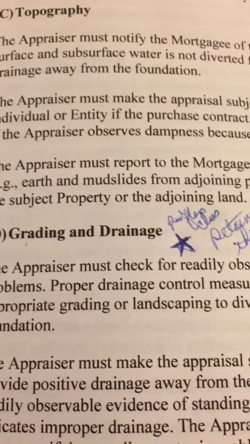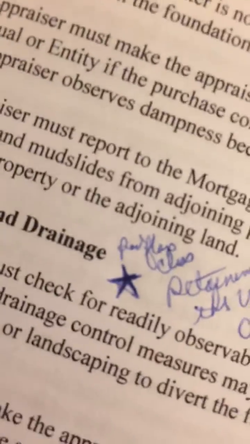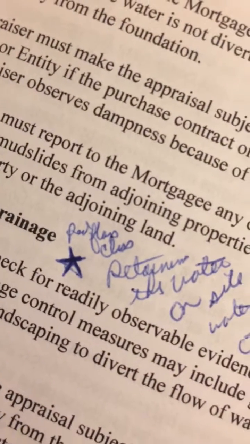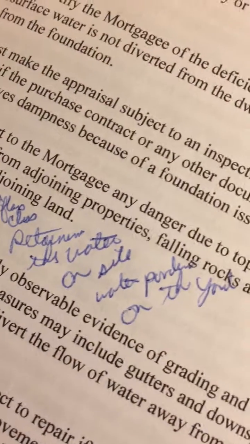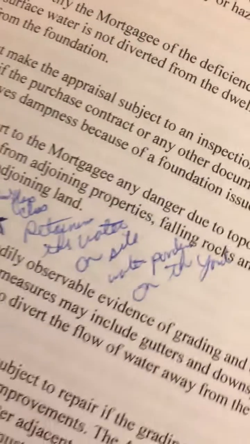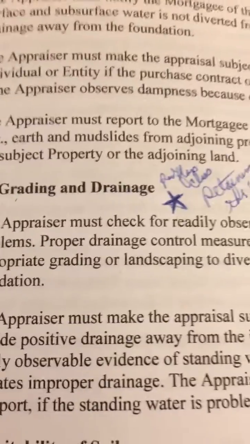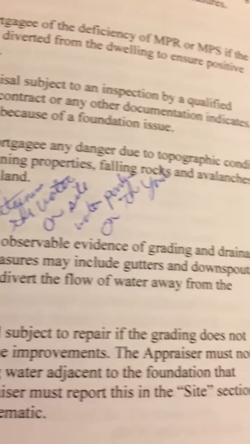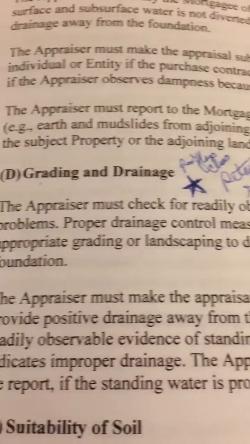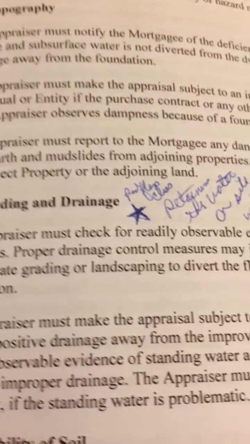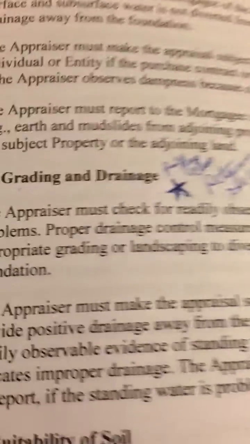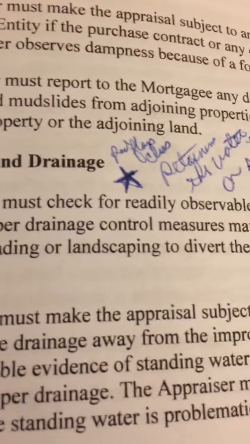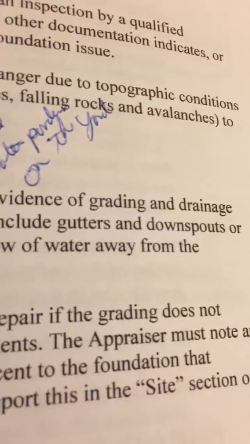D. Grading and drainage. Extra note. Red flag: retaining the water on site, water ponding on the yard. The appraiser must check for readily observable evidence of grading and drainage problems. Property drainage control measures may include gutters and downspouts, or appropriate grading or landscaping to divert the flow of water away from the foundation.